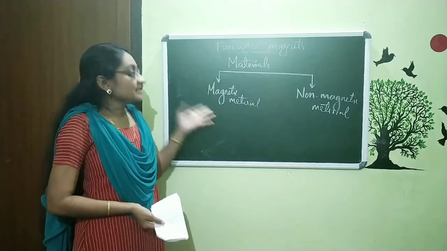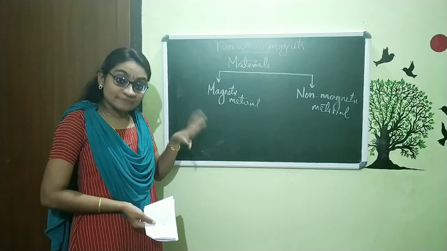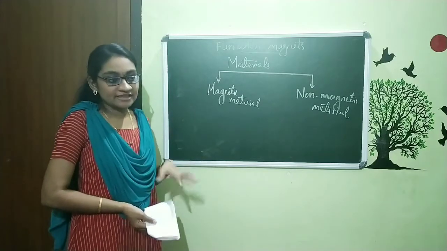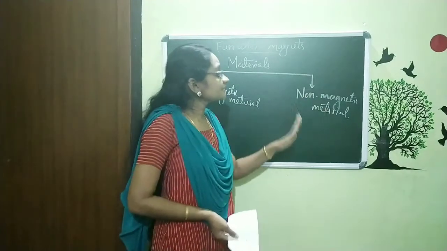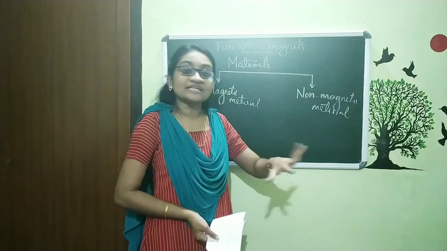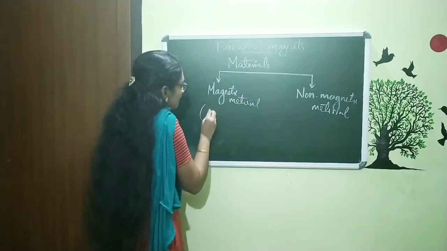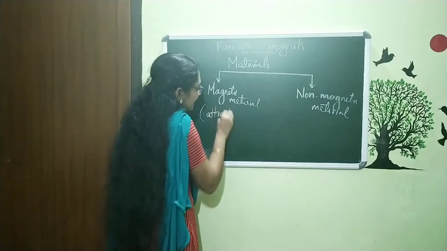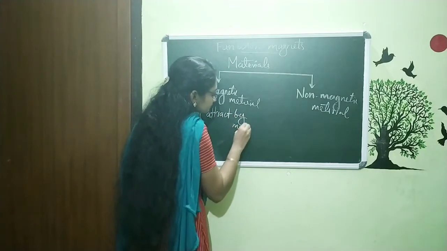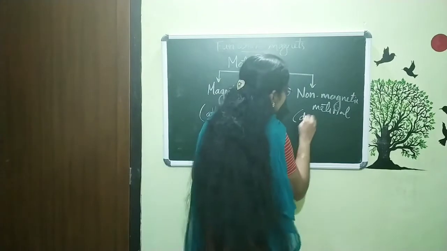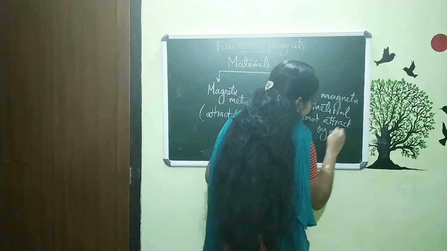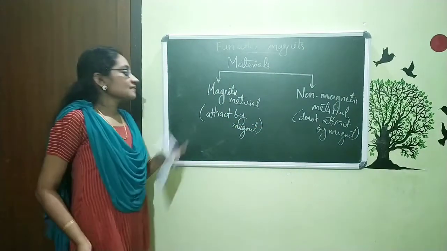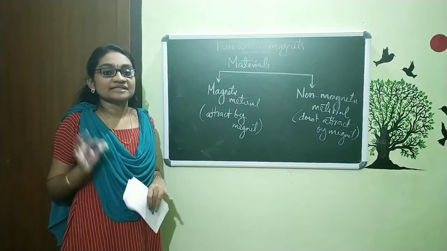So the thing is this: magnetic material and non-magnetic material. What is magnetic material? The material which is attracted by magnet is magnetic material. That means the substances which are attracted by magnet. And non-magnetic material is the material which is not attracted by magnet.